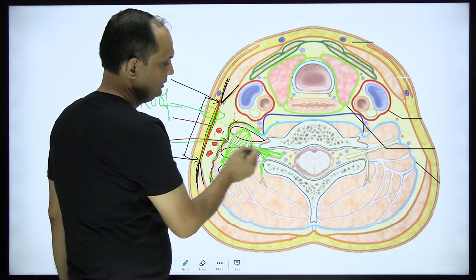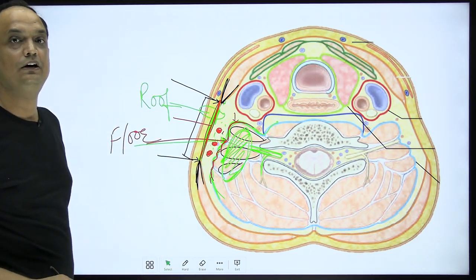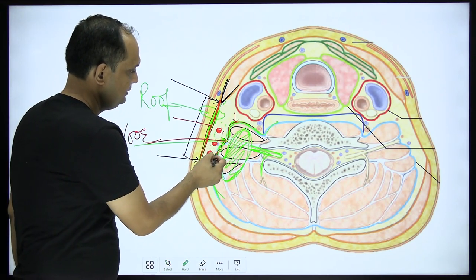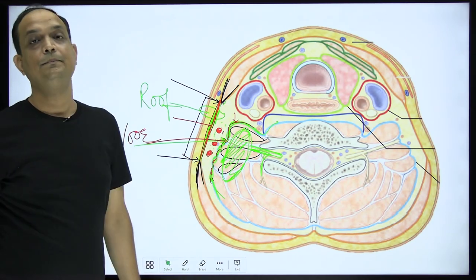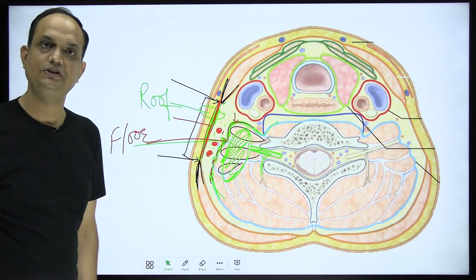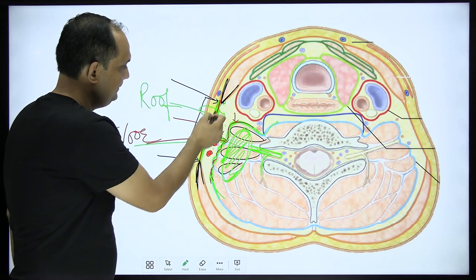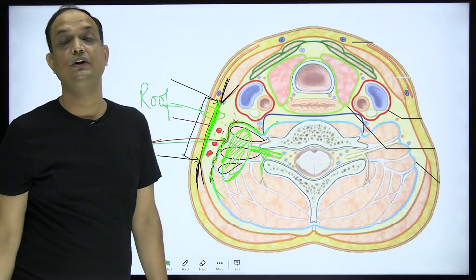Those will come out. ये जो nerves हैं, ये nerves किससे cover हैं? ये nerve cover हैं इस structure से. और इस structure का नाम क्या है? Prevertebral fascia. इस prevertebral fascia के ऊपर ये क्या है? Deep cervical fascia, that is investing layer.